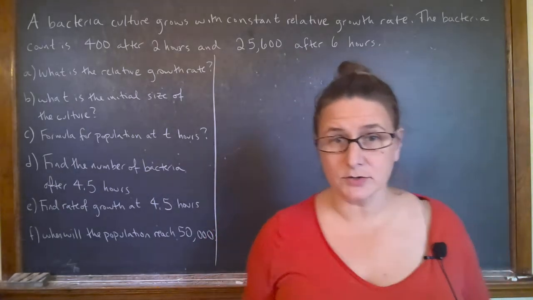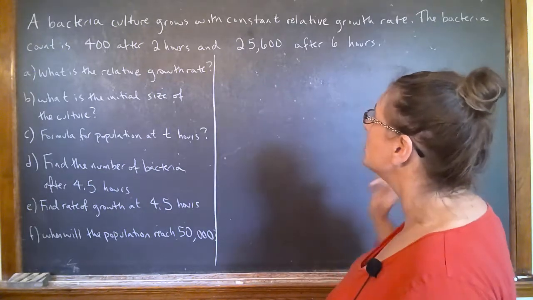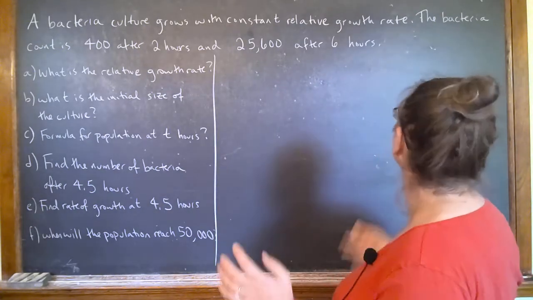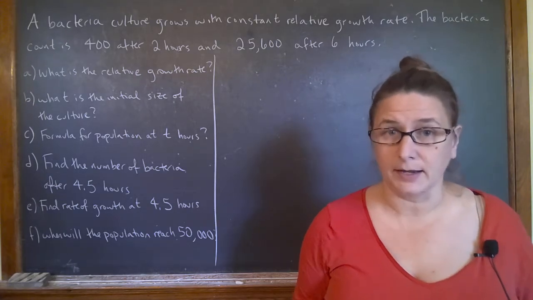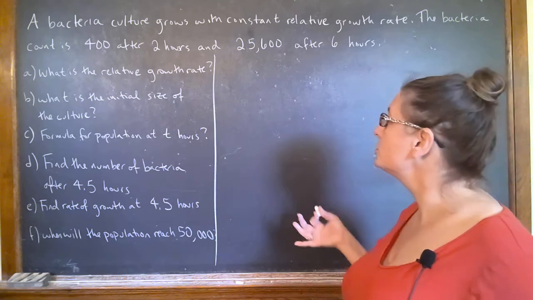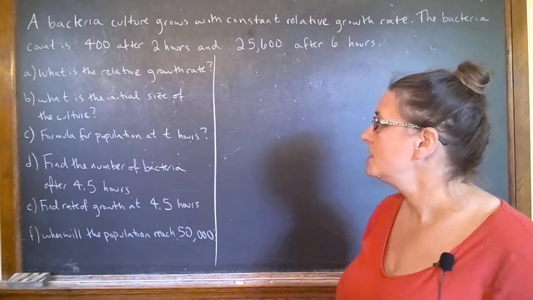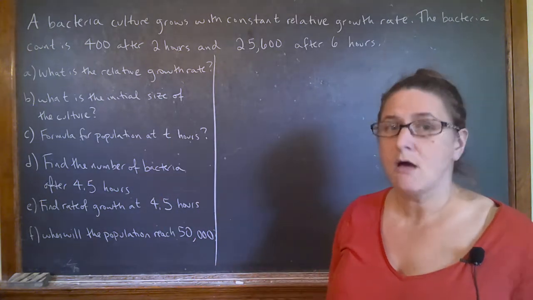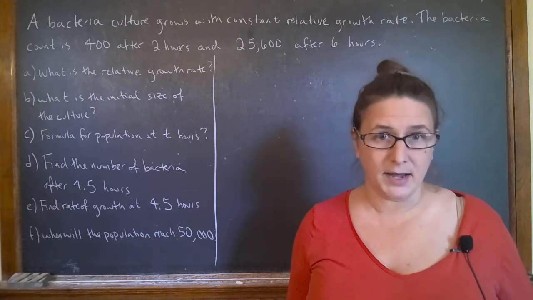This is a very standard exponential growth problem. A bacteria culture grows with constant relative growth rate, meaning the relative growth rate, that's the K. The bacteria count is 400 after 2 hours and 25,600 after 6 hours. Then they ask you all these questions. All of them you can answer as soon as you know what K is.